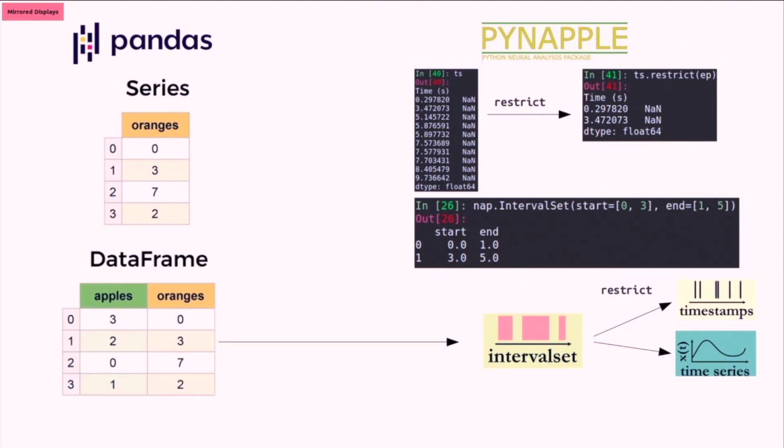You have inherited the code base. You read this: ts.restrict(ep). Ah yes, okay, here he's taking the timestamps within this epoch. Very easy to make sense of such a code base.